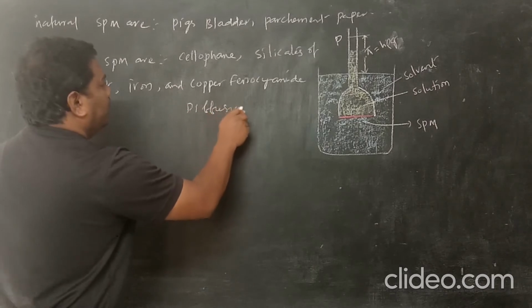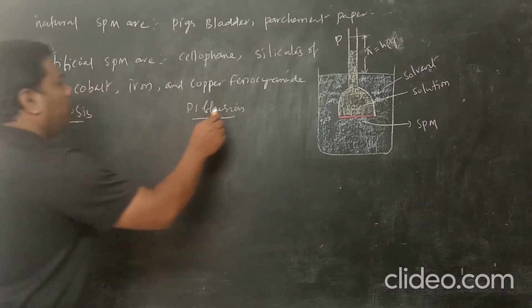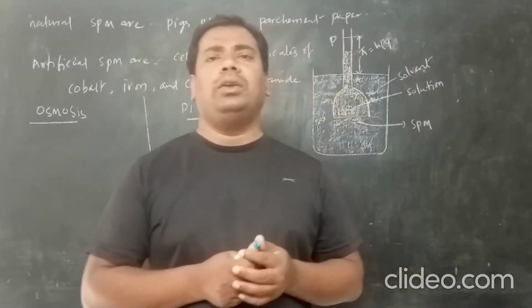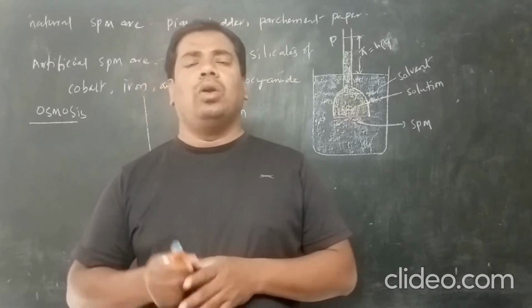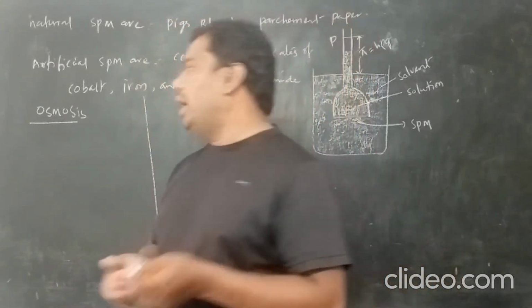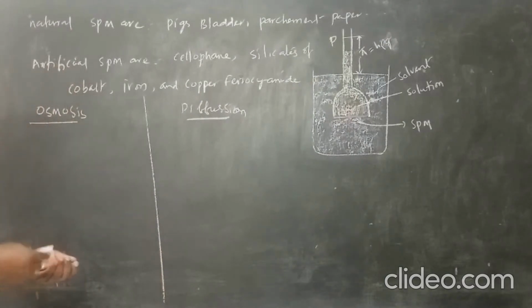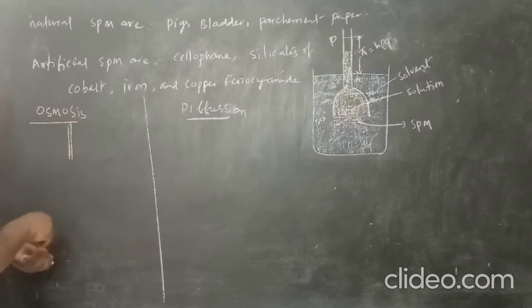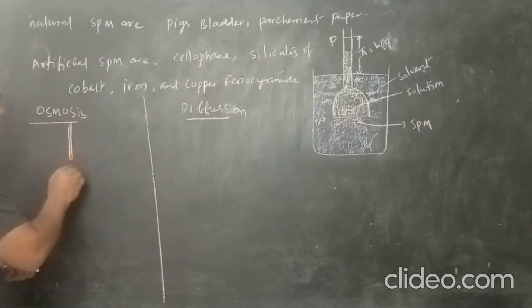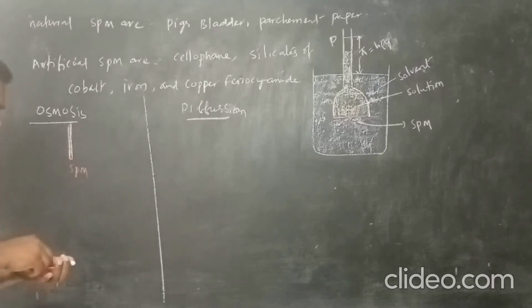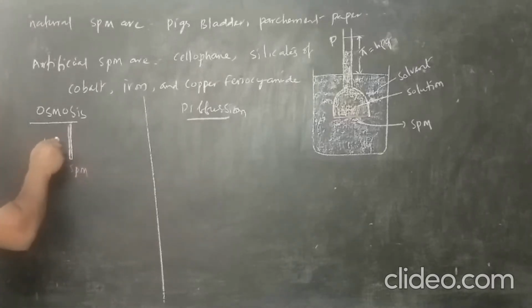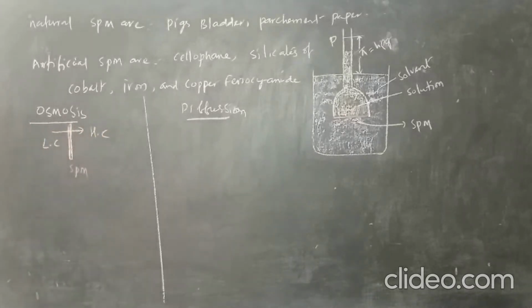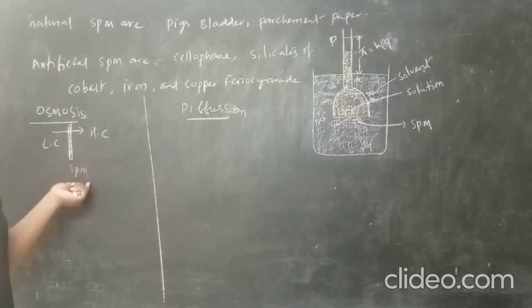Osmosis and diffusion. So what is osmosis and what is diffusion? The flow of solvent molecules takes place from low concentration region to high concentration region through a semi-permeable membrane. Okay, students. So in the osmosis process, here it is a semi-permeable membrane. So this is a SPM, semi-permeable membrane. The flow of solvent molecules takes place from low concentration region to high concentration region through a semi-permeable membrane.